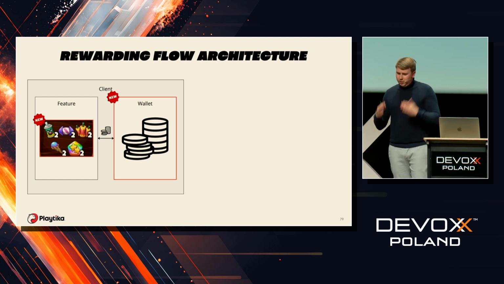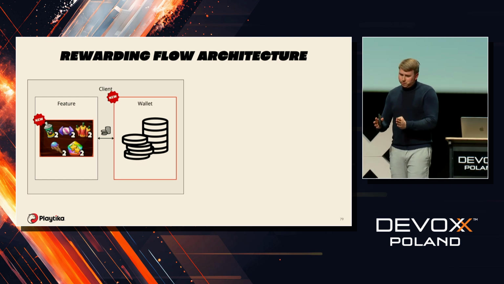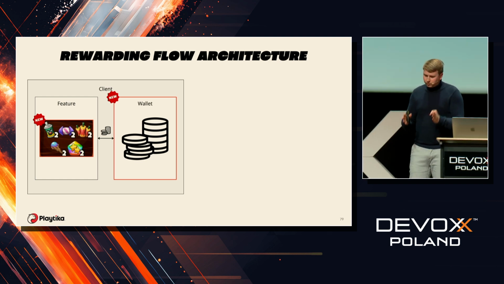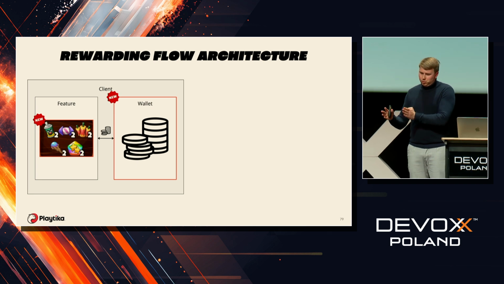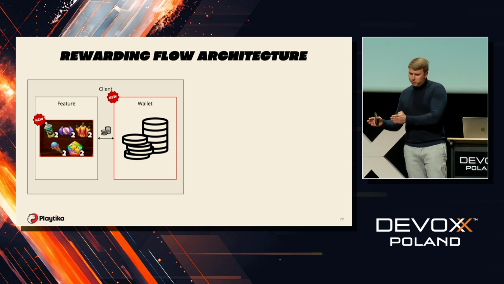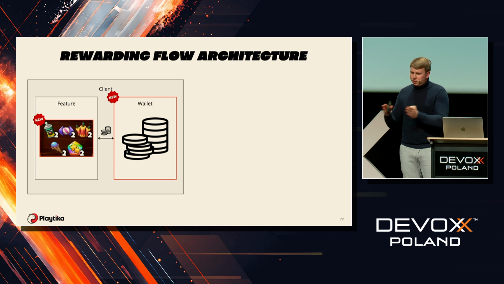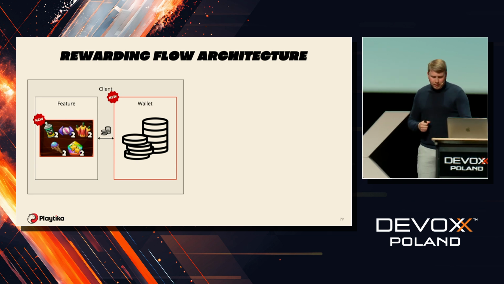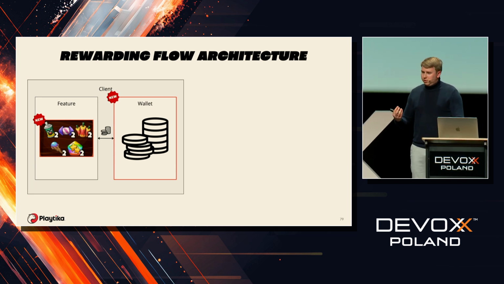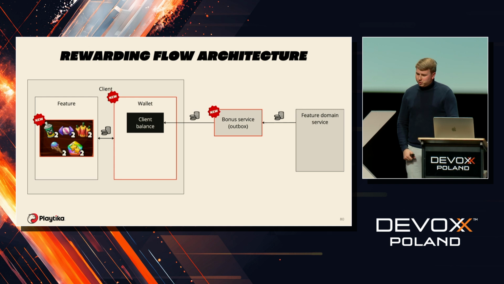So we introduced a new component on the client. Let's call it wallet. And features must talk to wallet in order to spend or earn resources. For example, you want to increase the balance or decrease the balance. You cannot exchange the resources directly between the features. But the features have to use unified UI components.